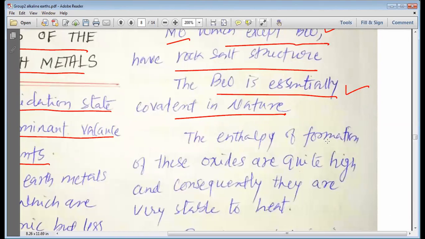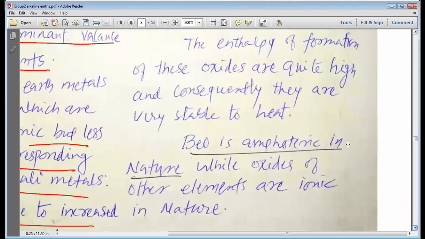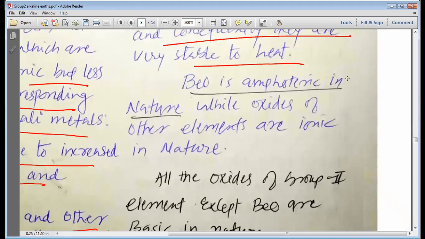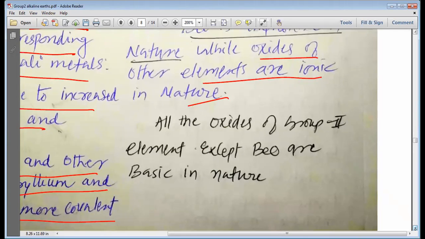The enthalpy of formation of these oxides is quite high, and consequently they are very stable to heat. BeO is amphoteric in nature, so it reacts with both acid as well as base, and that is why it is amphoteric, while oxides of other elements are ionic in nature. So these oxides of other elements are ionic in nature.